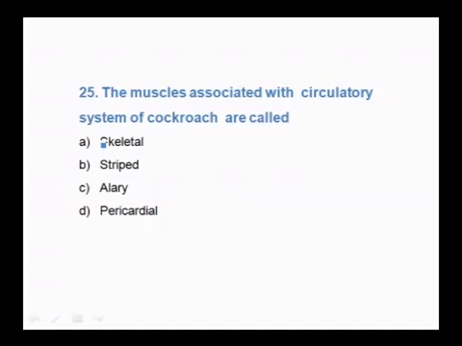Next question. The muscles associated with the circulatory system of cockroach are called. The circulatory system in case of cockroach is open type, which contains a heart to pump the blood. It has alary muscles. Not only in cockroach, in most of the insects or arthropods, alary muscles associated with the movement of blood are associated with the circulatory system.